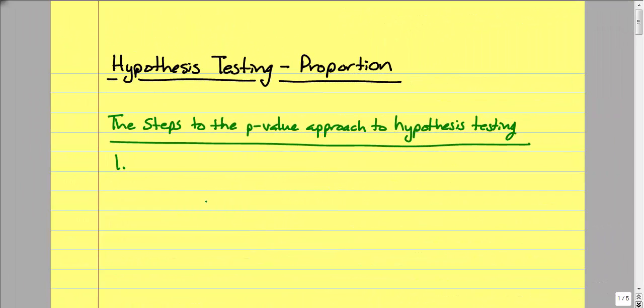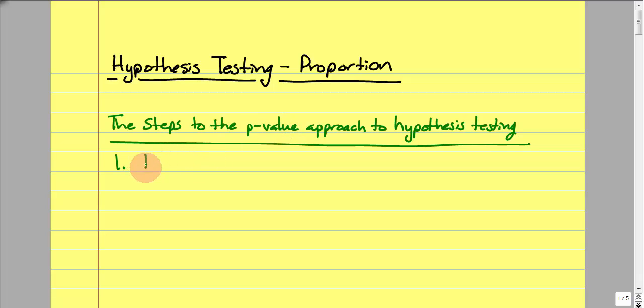In this section, we're going to be looking at hypothesis testing for proportions. Now, we've already done a lot of this work in our previous section about hypothesis testing overview, so some of this will be familiar. To get started, let's go ahead and look at the steps to the p-value approach to hypothesis testing one more time.